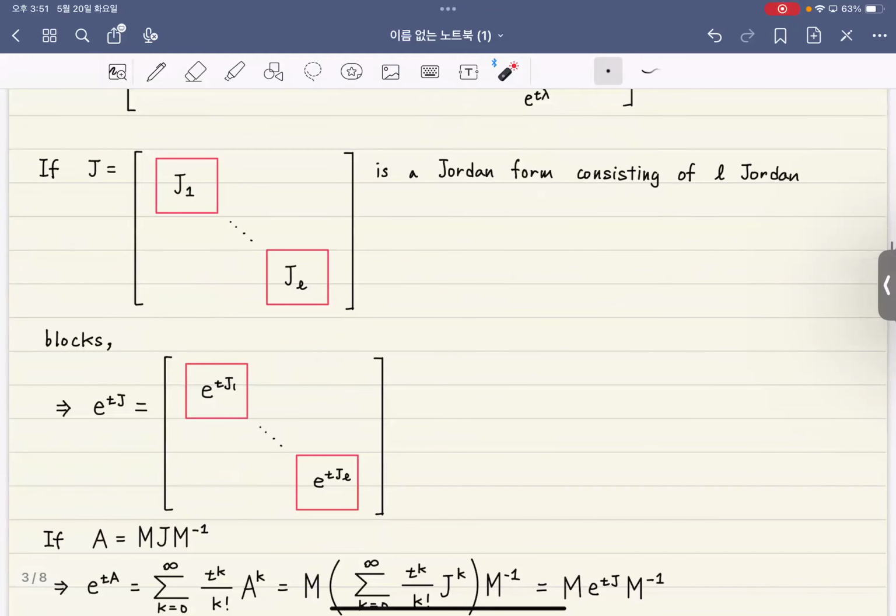And what is the matrix exponential of this guy? So I try to compute the matrix exponential of this Jordan form J. Then e^{tJ} is another block diagonal matrix whose blocks are the matrix exponentials of each of these Jordan blocks from J1 to JL. So this first block is e^{tJ1}, and so on, and this is e^{tJL}, right?